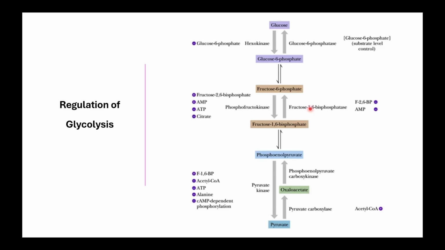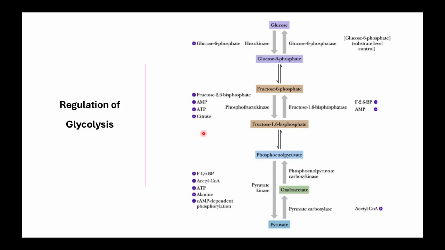Also, there are many kinds of regulations. These minus ones are the negative regulators of the glycolytic pathway, and the plus ones, like acetyl CoA, and in this case fructose 1,6-bisphosphate if present, are the positive regulators, particularly of these reactions that are taking place in the glycolytic pathway.